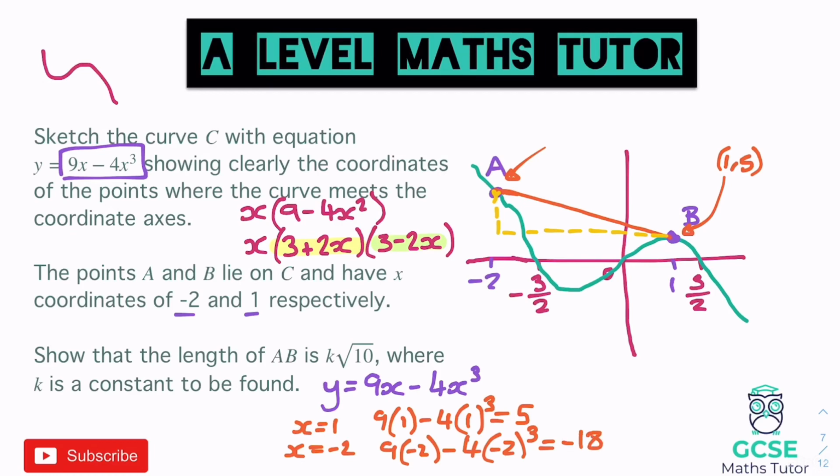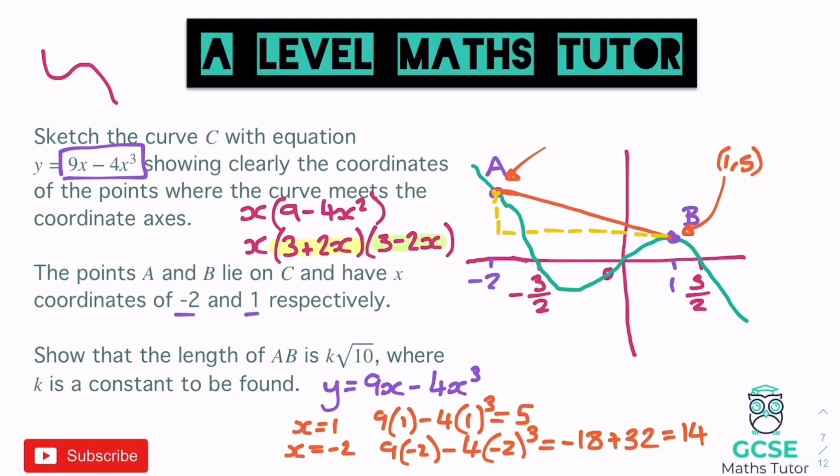And then we're going to take away 4 lots of negative 2 cubed. Now negative 2 cubed is negative 8, and 4 lots of negative 8 is negative 32, and obviously we're taking that away. So it's going to be take away negative 32, which is plus 32. So negative 18 plus 32 gives us the value 14.